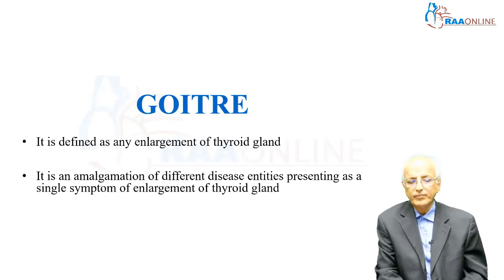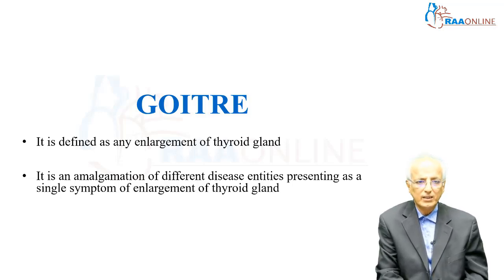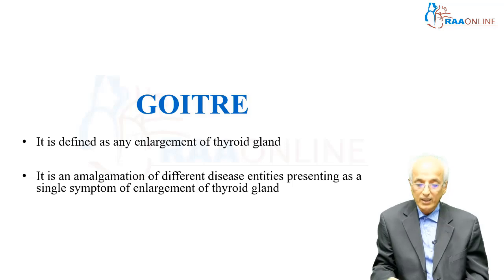Today, let's discuss goiter. What is a goiter? Any diffuse enlargement of the thyroid gland is called a goiter. So, it's a very general term. It's an amalgamation of different disease entities presenting as a single symptom of enlargement. Often, a patient presents with thyroid swelling, and that is called a goiter.